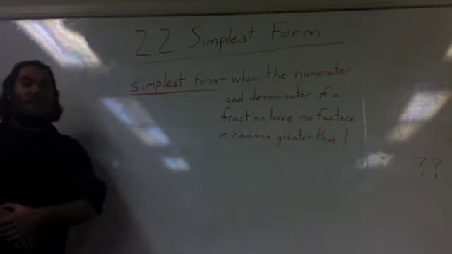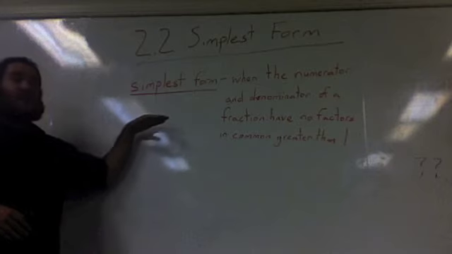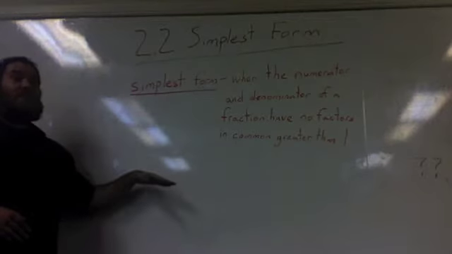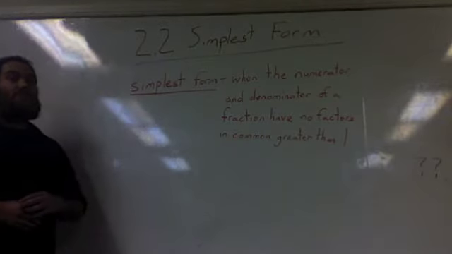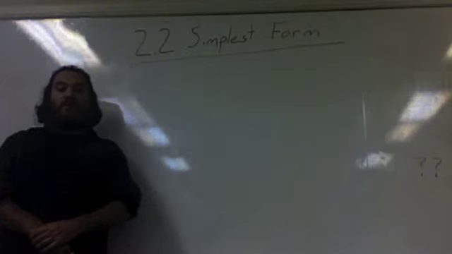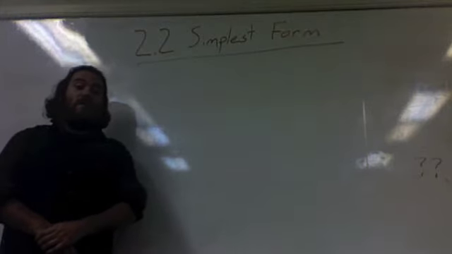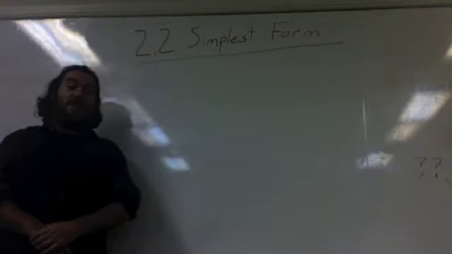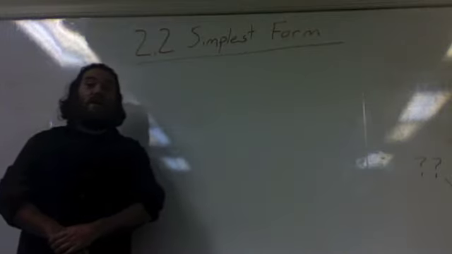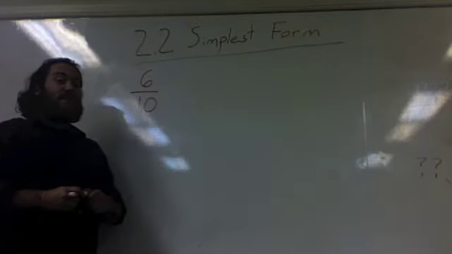In case you've forgotten, the numerator is the number on the top in the fraction, and the denominator is the number on the bottom. There are two basic strategies I'm going to show you for how to put a fraction into simplest form. The first one is to find the greatest common factor of the numerator and denominator. Let's find the greatest common factor of 6 and 10.